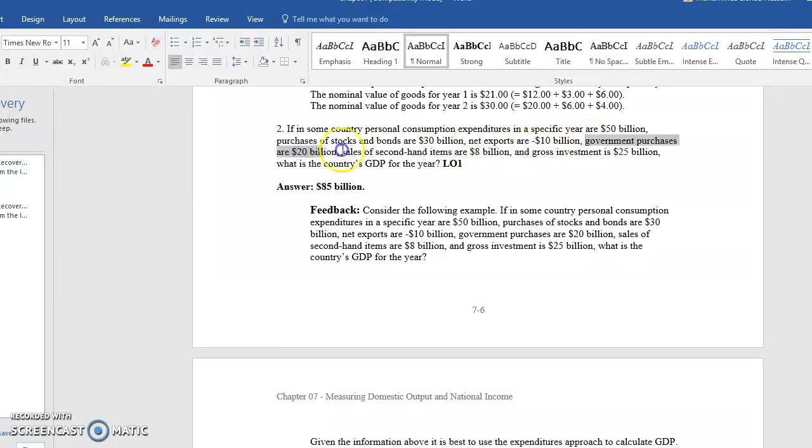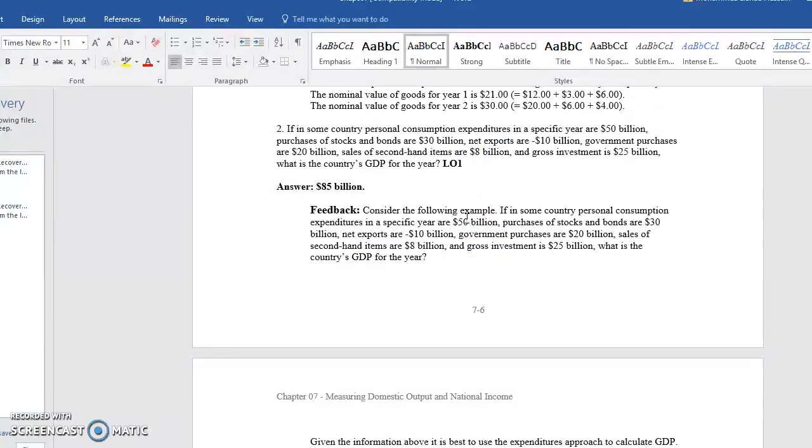Then we have government purchase for the year 20 billion, and then sale of second-hand items 8 billion, and last is gross investment $25 billion. Now we have to find out GDP for the country. We know that 2 items will not be included in GDP. One is the purchase of stocks and bonds, 30 billion. This is not part of GDP. And the sales of the second-hand item, 8 billion, not part of GDP.